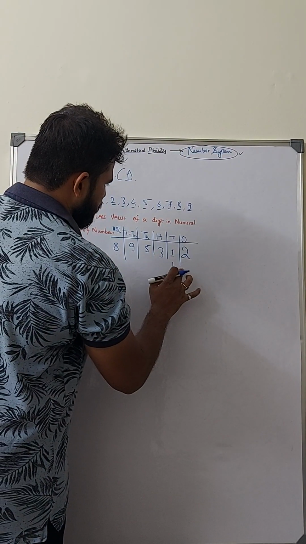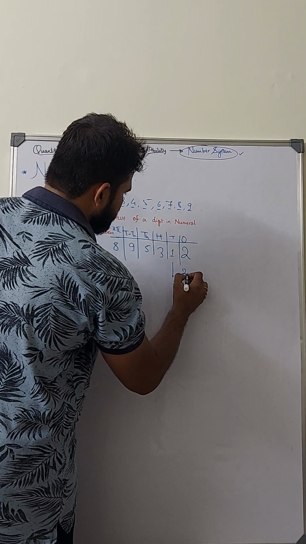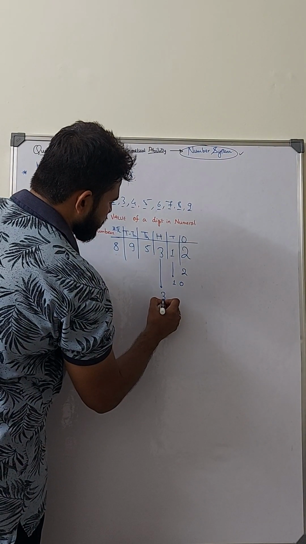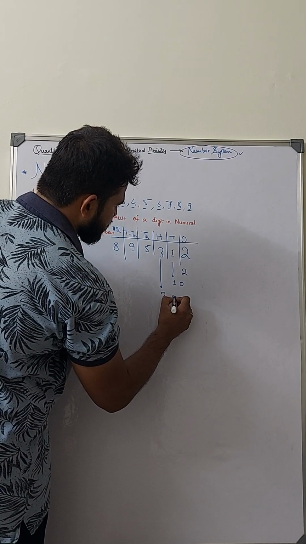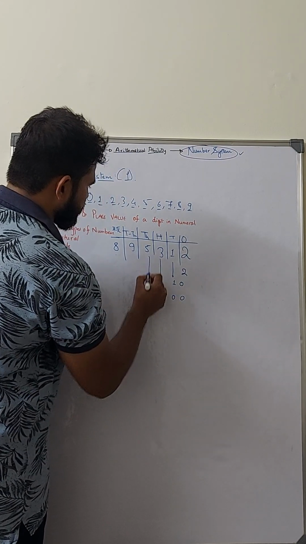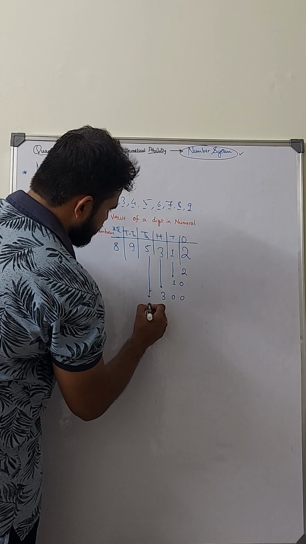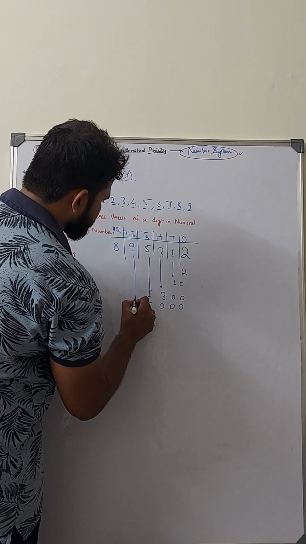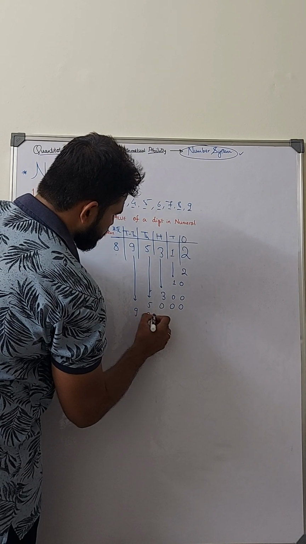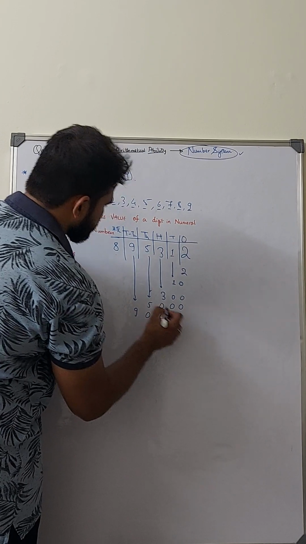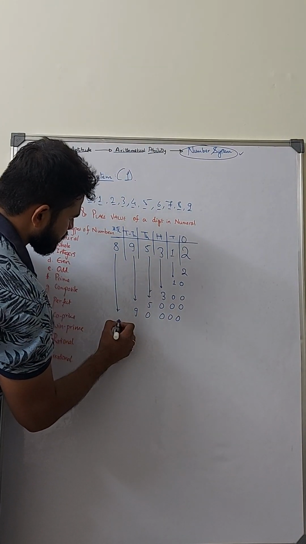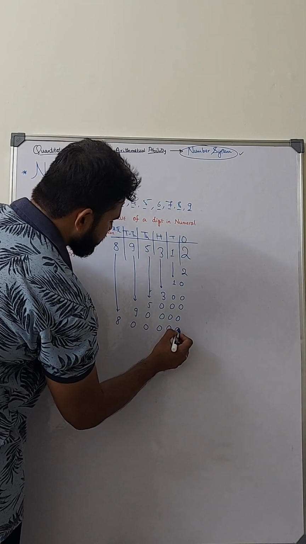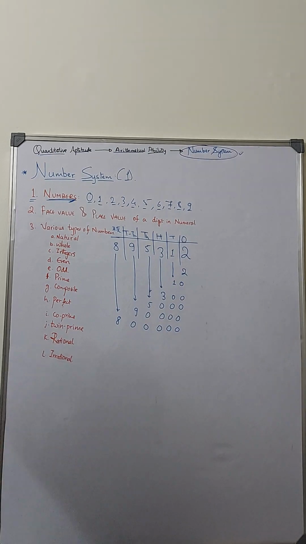So first of all, what I will do is I will just delete this. And then over here, this is 300. This is 5,000. Here comes 90,000. And here comes 8 lakhs. You can say 800,000.